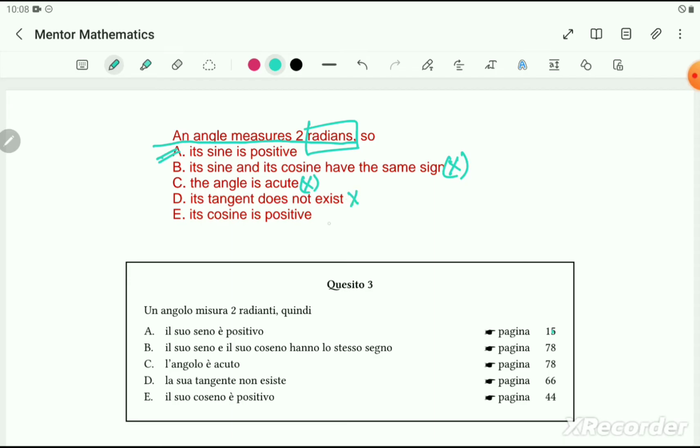No, it's not right. You can calculate and maybe there is tan, but we don't actually need it. Our answer we already got. Its cosine is positive. No, cosine is negative, so our answer is A.